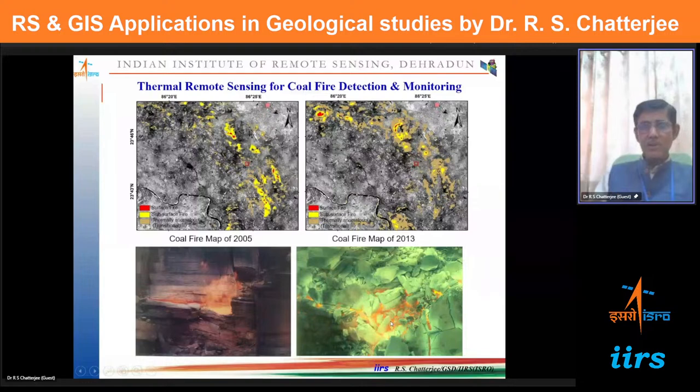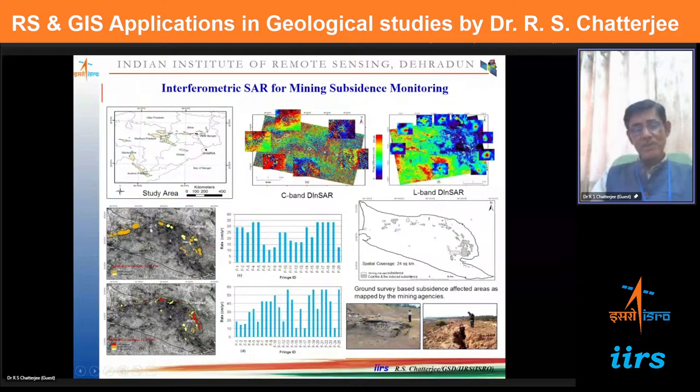As I was telling you, in the mining area, hazard due to subsidence is also quite common, due to abandoned underground mines getting waterlogged, or because of subsurface coal fire. Subsidence can take place. And here the interferometric SAR technique can help us identify the subsiding zones. Like we have mapped with different radar bands, like C band and L band, and identified these subsiding zones.